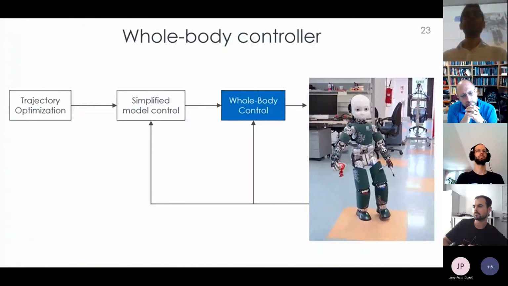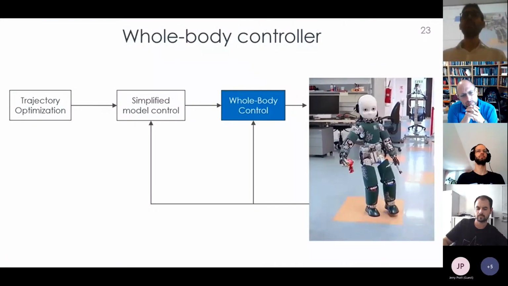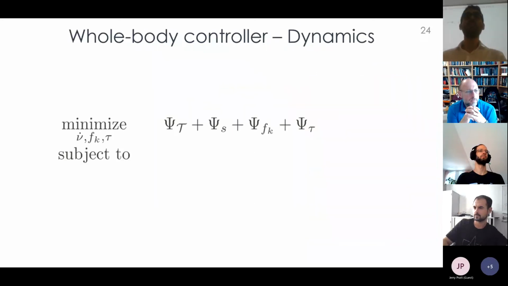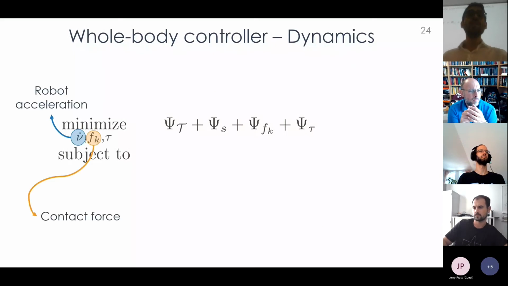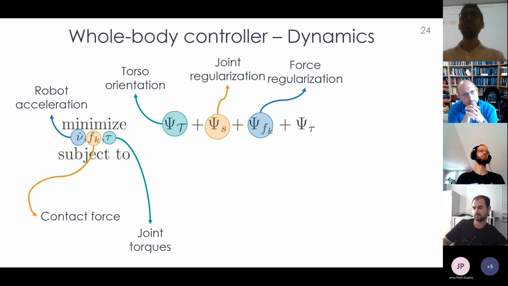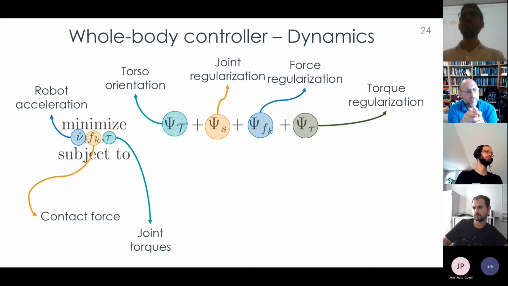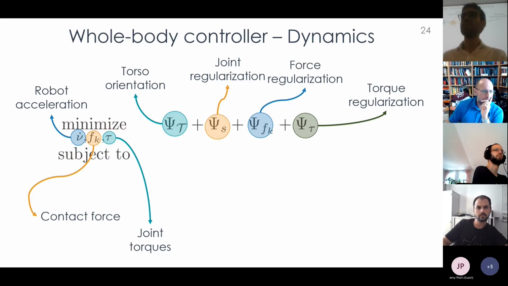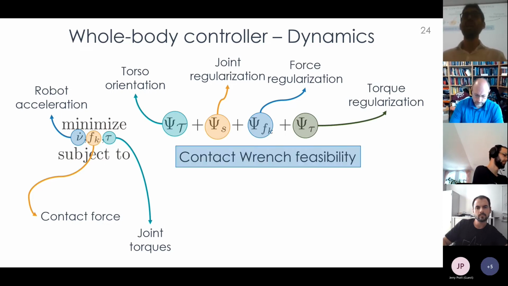Okay, going back to the architecture, we can now focus on the dynamics-based whole body controller. So here, the control problem is a bit more complex. We try to find the robot acceleration, the contact forces, and the joint torques. Still, there is an objective function where we consider a torso orientation task, a joint regularization task, a force regularization task, and some torque regularization task. And in order to have feasible contact forces, we add constraints for the contact feasibility.